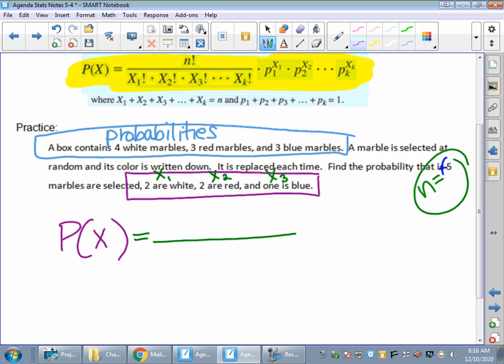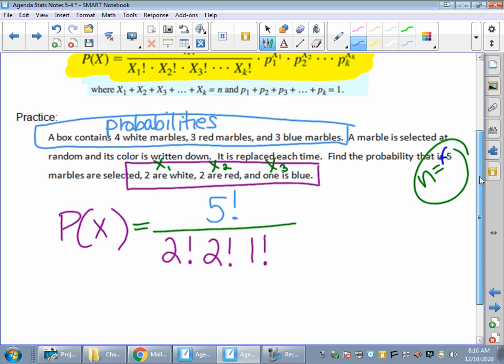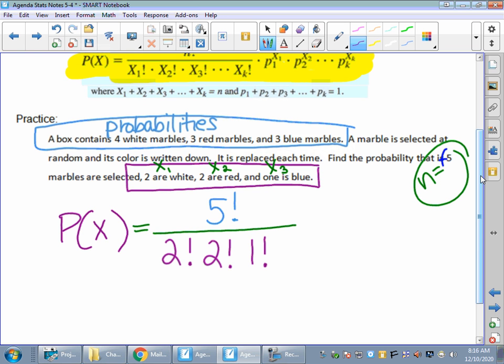So I'm going to set myself up a fraction here to do the first part of this. So n factorial. I'm picking 5 marbles, so it's 5 factorial. My denominator is just how many marbles of each kind do I want to pick. So I want to pick 2 whites, 2 reds, and 1 blue. So that first half of my problem is done. Now I need to go to my probability of success to the x power. So I'm going to multiply this. Sometimes the trickiest part about this is getting your calculator going.